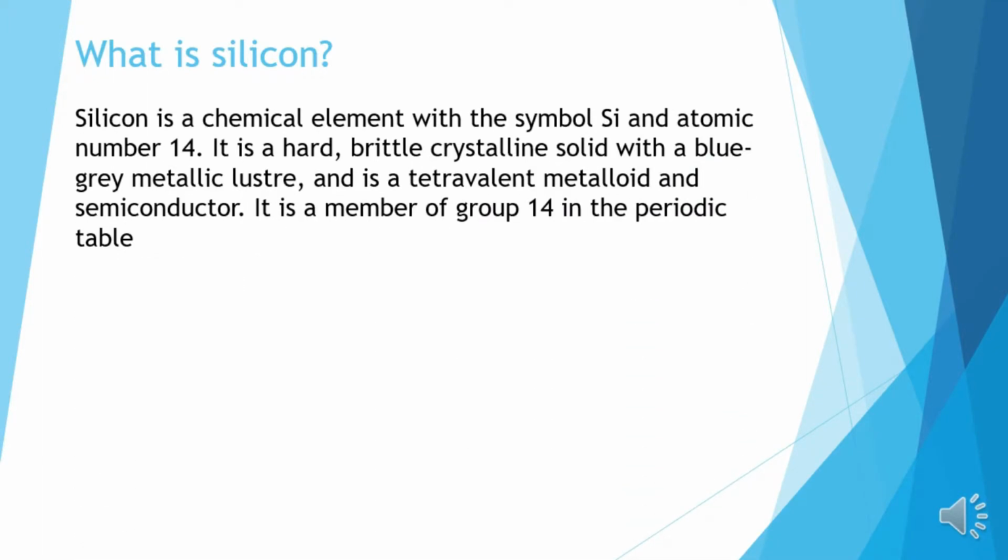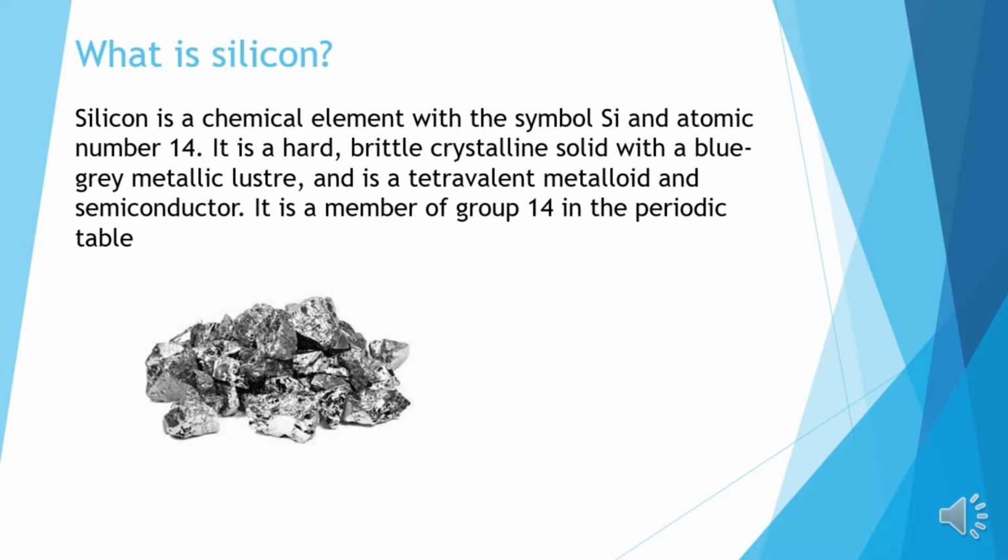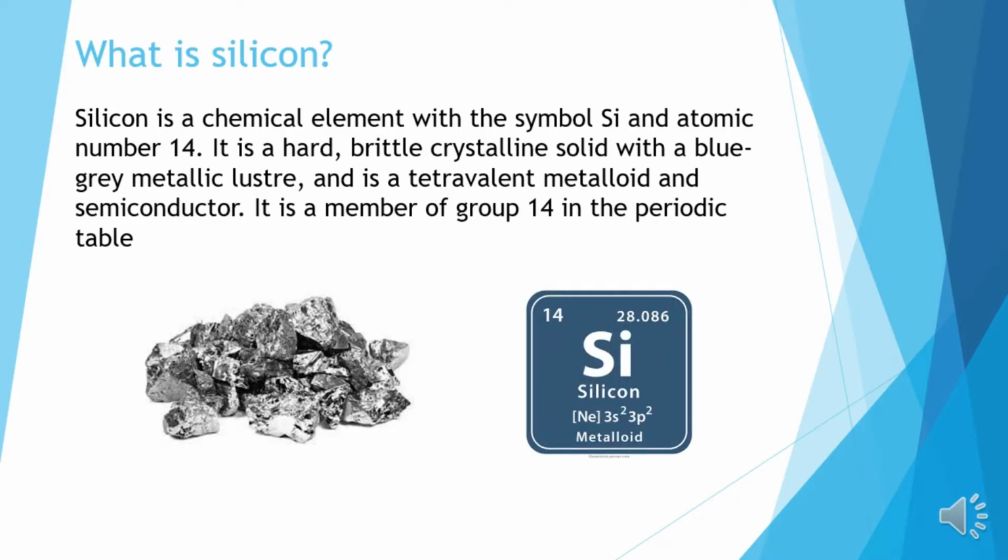Hello guys, so what is silicon? Silicon is a chemical element with the symbol Si and atomic number 14. It is a hard, brittle crystalline solid with a blue-gray metallic luster, and is a tetravalent metalloid and semiconductor. It is a member of group 14 in the periodic table. So this is how silicon looks like. And it is from group 14 in the periodic table.